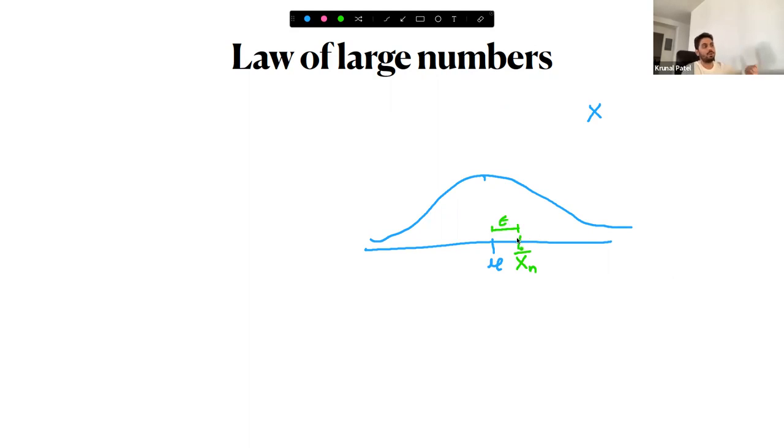So basically, the law of large numbers says that this error becomes smaller and smaller as I take more and more samples, right? If n is very, very large, then this error will reduce, or rather the probability of making the same error will reduce, right? So that's basically the law of large numbers.